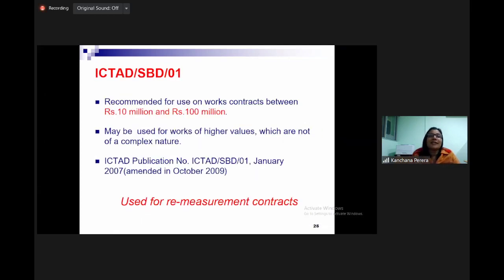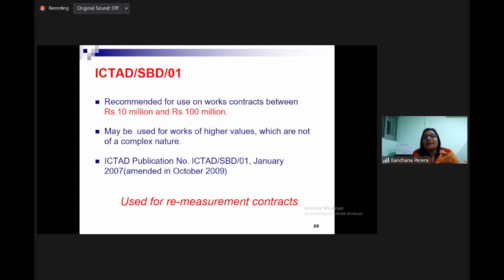What is SBD 01? Recommended for use on works contracts between 10 million Sri Lankan rupees and 100 million Sri Lankan rupees. So, according to the project value, the selection of SBD will be done. SBD 01 is used for 10 million to 100 million, but may be used for works of higher values which are not of a complex nature.